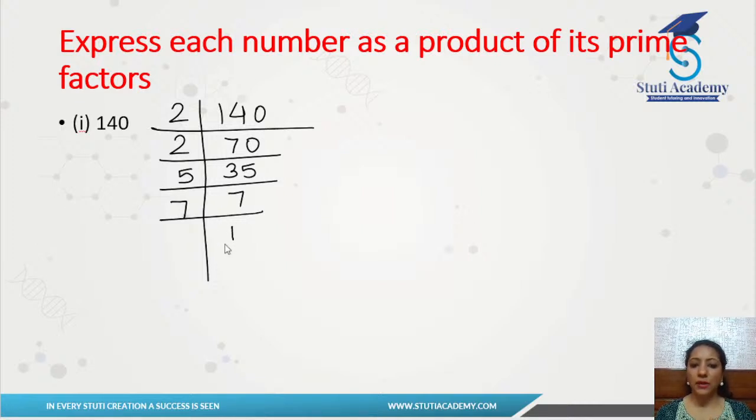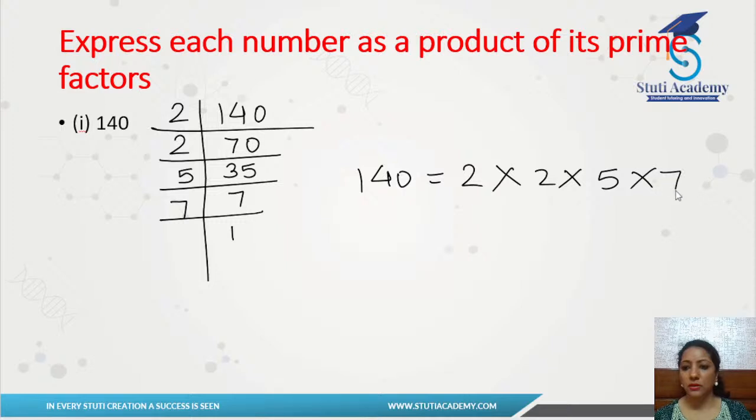And we have reached 1 here. Once we get 1, we'll stop. These are the prime factors of 140. So 140 can be written as 2 into 2 into 5 into 7. So 140 we can write as a product of these prime factors. We can also write this 2 into 2 as 2 square. If you want, you can write it like this.